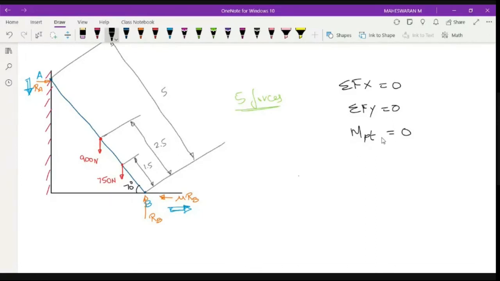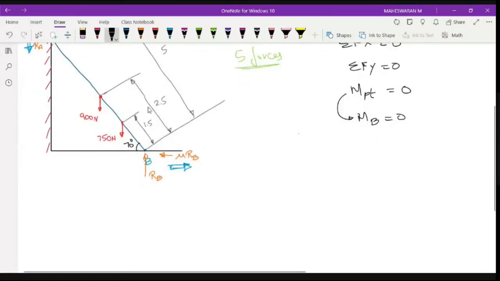Usually we take moment at the location where you have the maximum unknown forces. Point A has only one unknown force, which is RA. Point B also, but there are two forces, RB and mu into RB. So I can take moment at point B and equate it to 0. These are my 3 equations. Just substitute the 3 equations, you will get the value. That's it. Let me go one by one. First, sigma Fx is equal to 0.